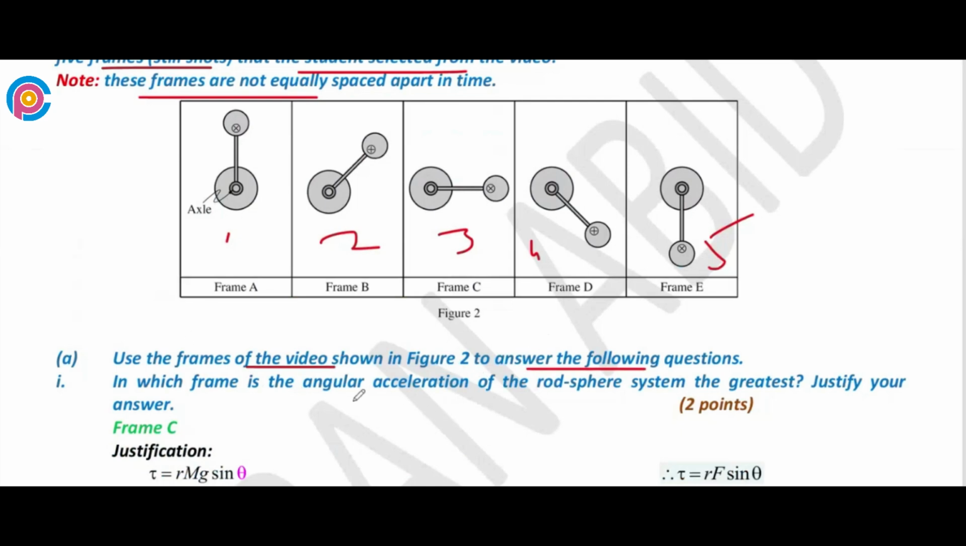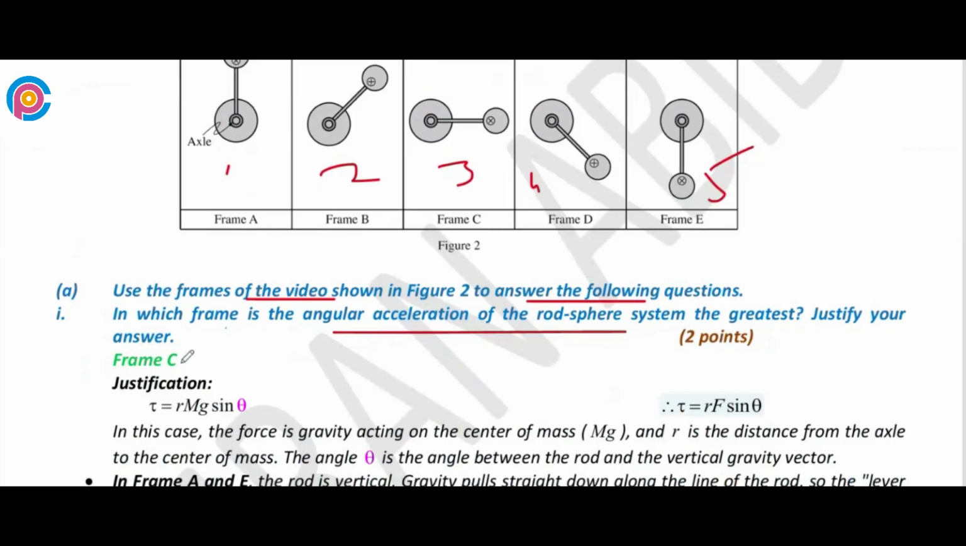In which frame is the angular acceleration of the rod-sphere system greatest? Justify your answer. So I have the answer C. C is the frame in which it has the greatest angular acceleration, meaning there is a greater change in velocity at that moment. Now the justification: because torque is equal to RF sin theta, there is only the gravitational force acting, so F can be replaced by mg. Now, where is the theta?